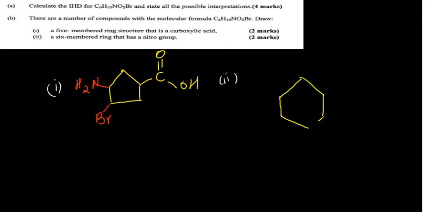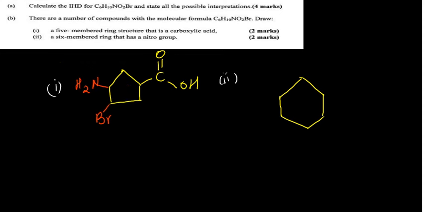And by the way, as we even drew this, we also cater for the IHD. Remember we calculated an IHD of 2. This is one IHD. This is also one. A ring is one IHD. A double bond is one IHD, giving us an IHD of 2. So that's why we said we can have one ring and one double bond.